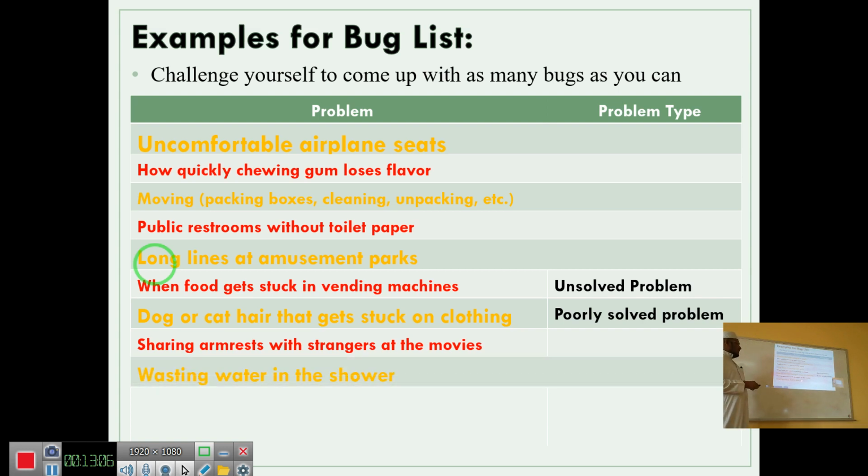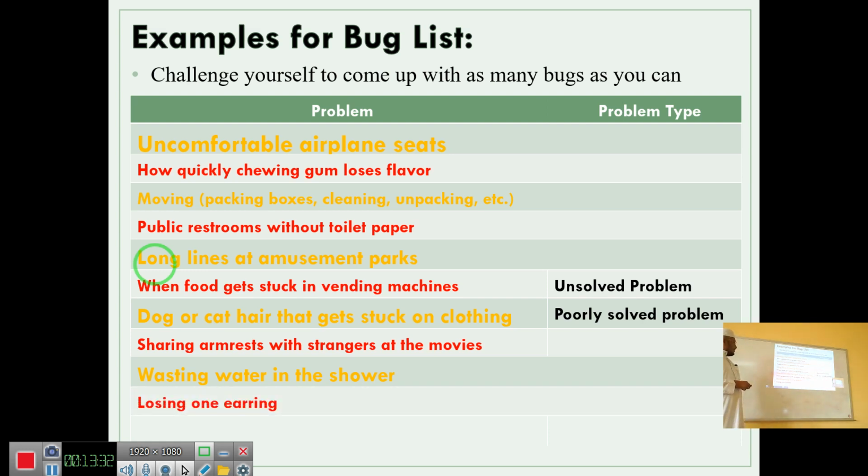Okay, wasting water in the shower. You have a shower and water is coming out. Is it a solvable problem or not? We can solve the problem. Yes, because we can change the knob speed of the shower, or we can change the structure of the shower. There are many ways. So it's a poorly solved problem, right?